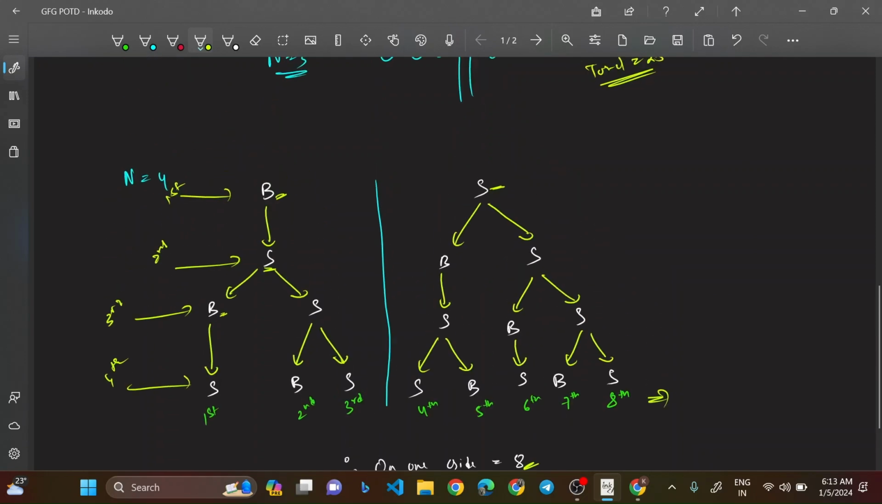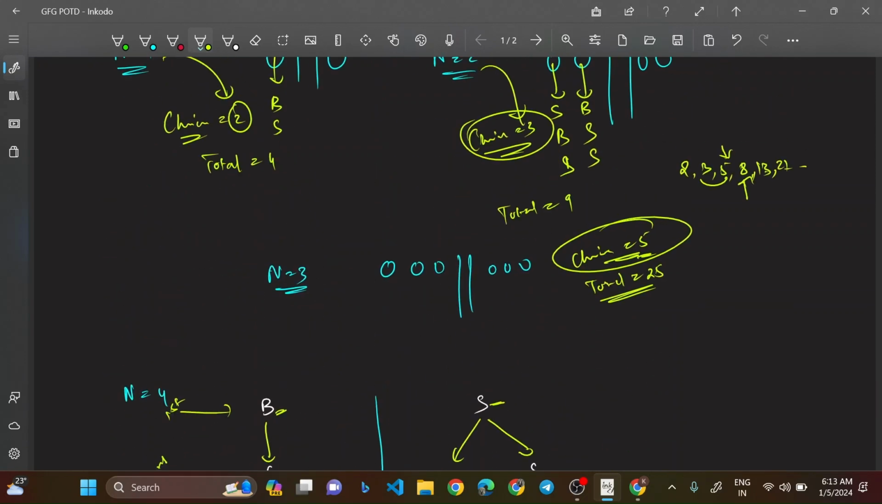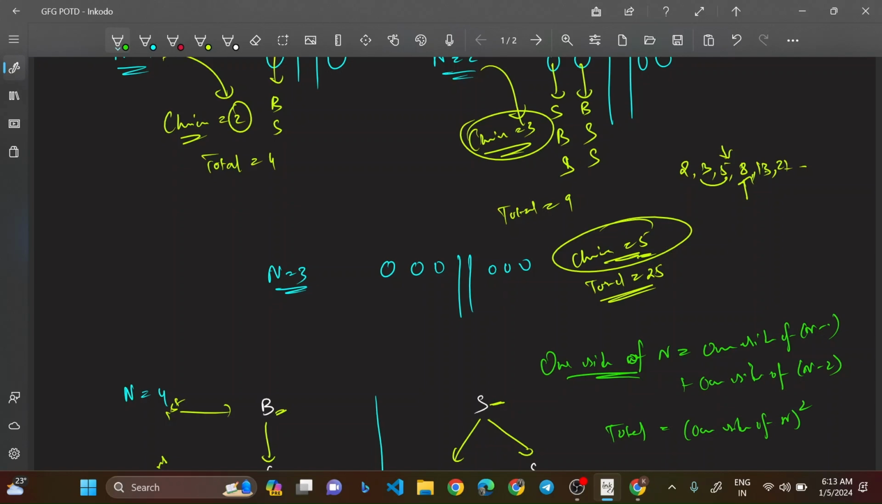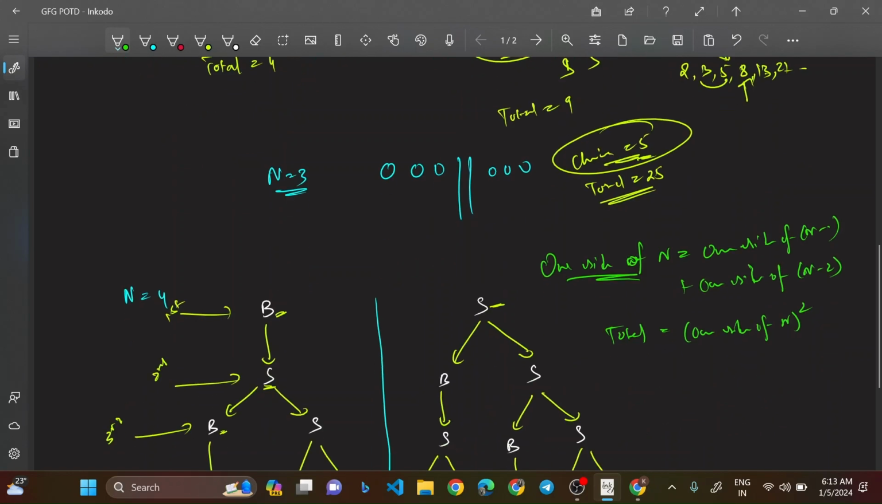So what are we trying to come to an understanding of? That if you are trying to work on one side of n, one side of n equals one side of n minus 1 plus one side of n minus 2. This is the relation that we have got. And the total would be just the multiplication. Whatever you have got, just multiply that: one side of n into one side of n, that's basically the whole square. I hope you people have understood.